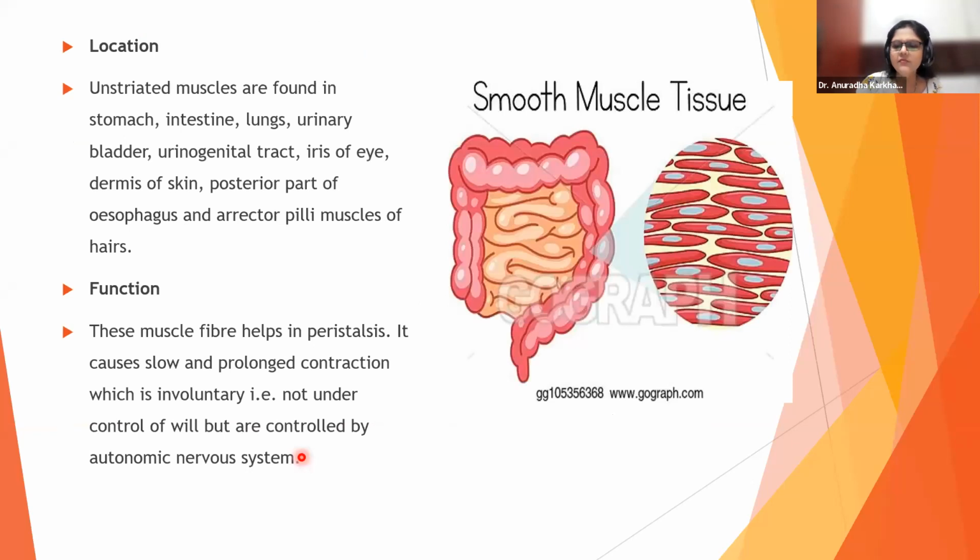See, these are how these cells look. Okay, they are properly arranged. They have a nucleus which is a bit elongated. Okay, they are a part of the visceral organs.